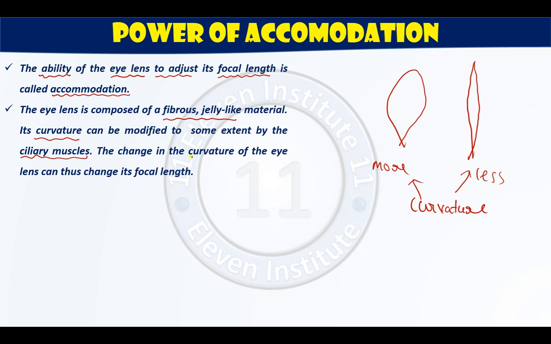The change in the curvature of eye lens thus changes the focal length. Yes, if curvature is more, the focal length f is less. This lens is having less focal length. If curvature is less, then the focal length is more. If this curvature is more, then focal length is less, right? If curvature is less, then focal length is more. That is quite clear to us.